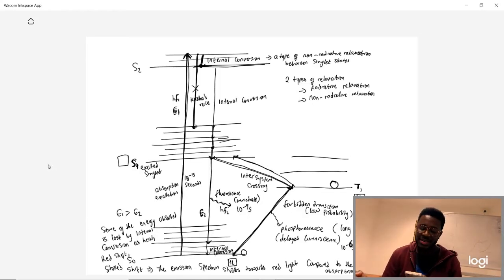In lectures you can just memorize this. Okay, so that's it. You understand, right? Okay.